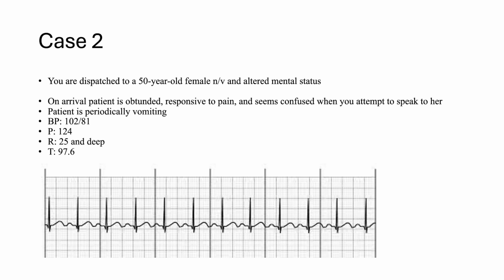On arrival, your patient is obtunded, responsive to painful stimuli, and seems confused when you attempt to speak to her. She is periodically vomiting, and her vital signs are a blood pressure of 102/81, pulse rate is 124, respiratory rate is 25 and deep, with a temperature of 97.6 degrees Fahrenheit.